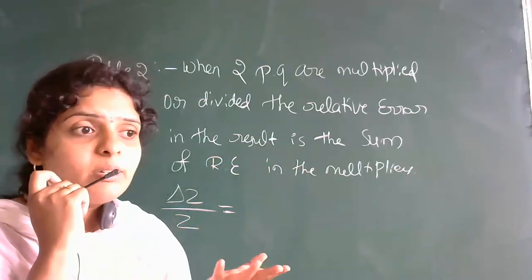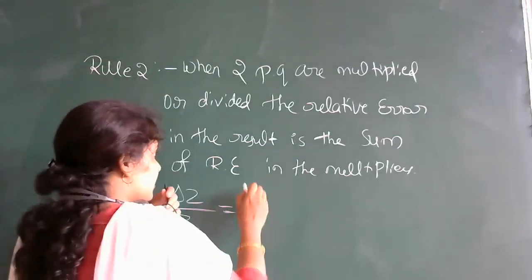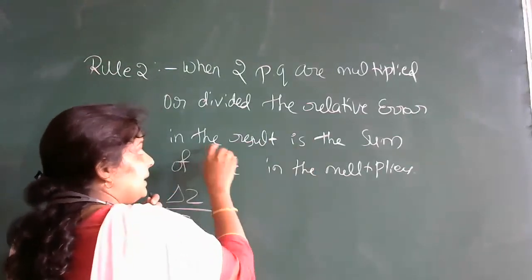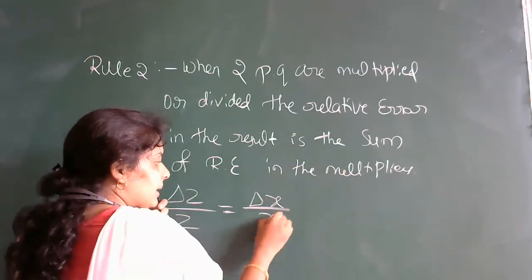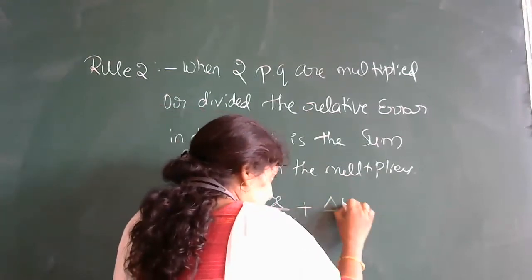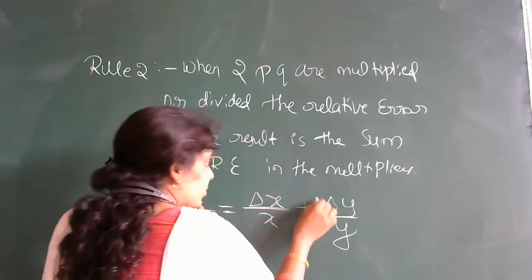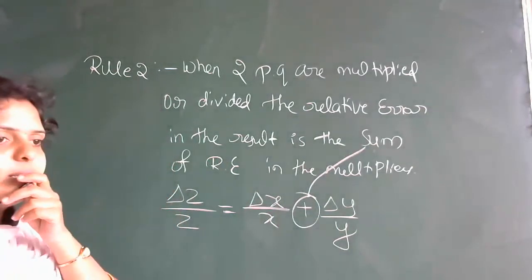So what are your multipliers? X and Y are your multipliers here. So what can I write? It is nothing but relative error in the multipliers. So relative error of X is given by delta X by X plus relative error in the Y is given by what? Delta Y divided by Y. So here they have given, it is the sum of relative error in the multipliers.